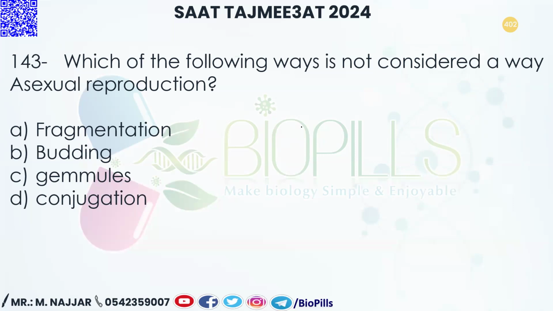Which of the following ways is not considered a way of asexual reproduction? All of them are asexual except one. Fragmentation is asexual. Budding is asexual. Gemmules is asexual. Conjugation is not.